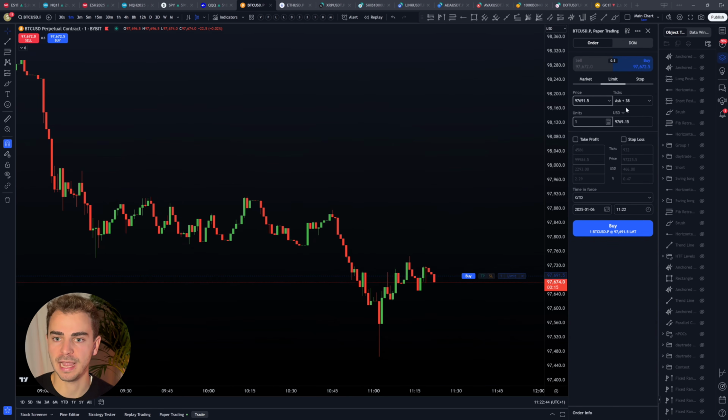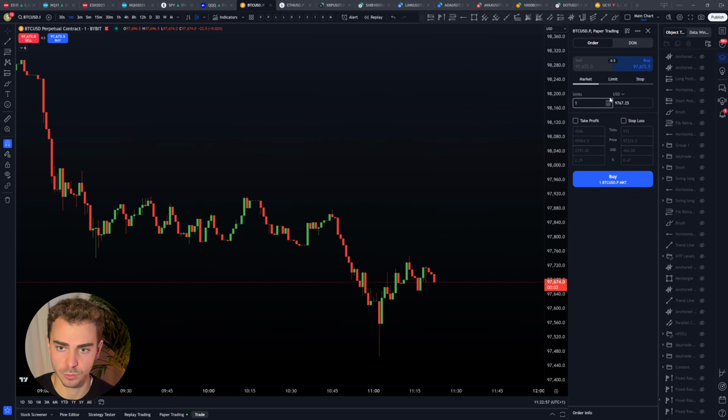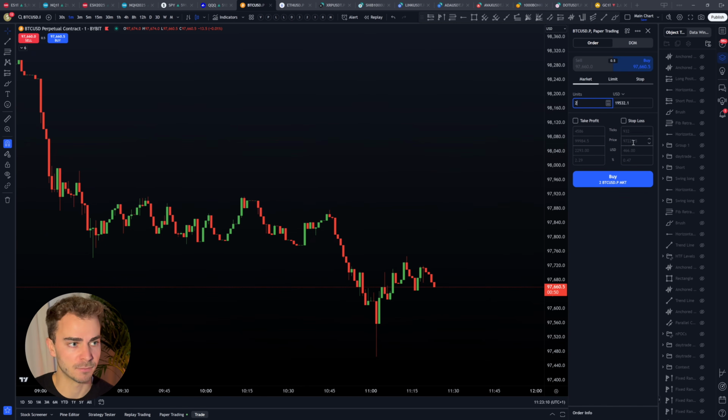Okay, so for a market order, what you want to do on TradingView is look at this field right here. Currently, it is automatically set to a limit order, but we want to use a market order, so you click on market. The next thing you can do is select the units you want to trade. For this example, let's just use 2 units, so this will be 2 contracts of BTC, right?